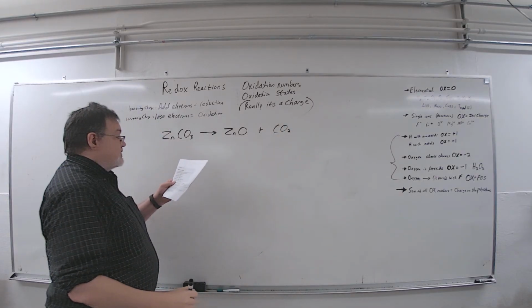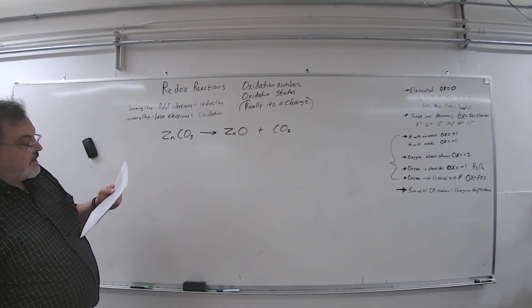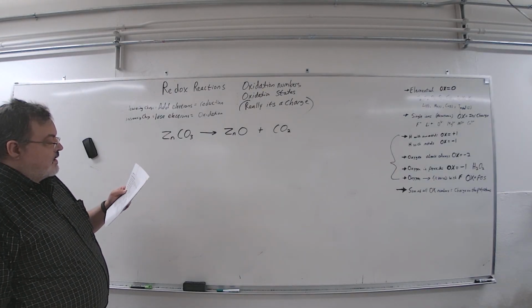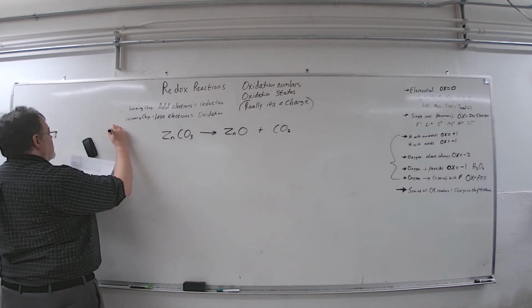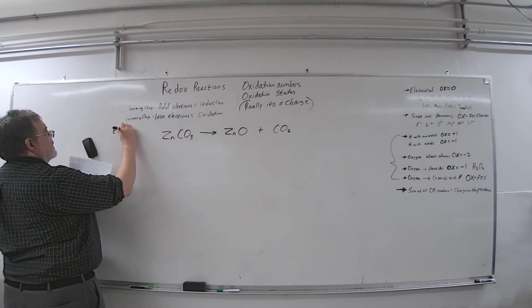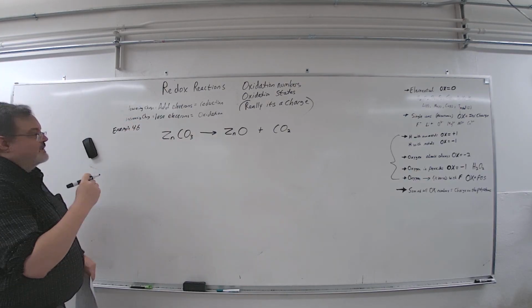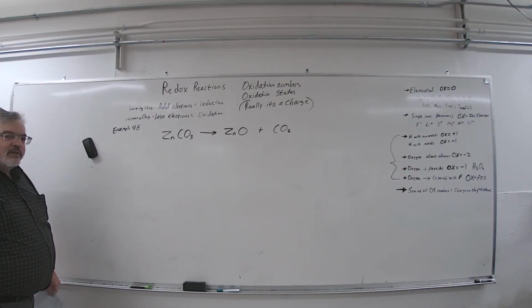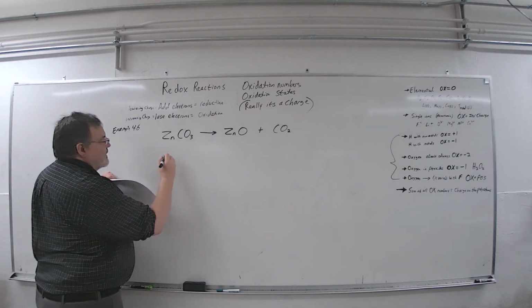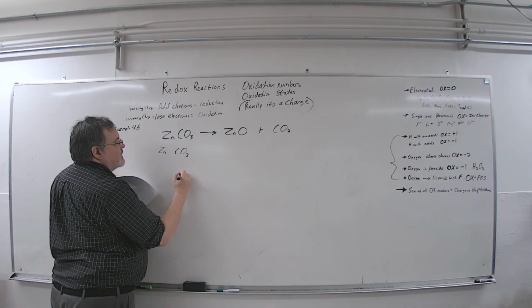All right. Here's a reaction. We're supposed to figure out whether or not this is a redox reaction. Example 4.6. So we're going to go about figuring that out. The first thing we're going to do is find all the oxidation numbers. Here we have zinc. CO3 is one of those polyatomic ions.